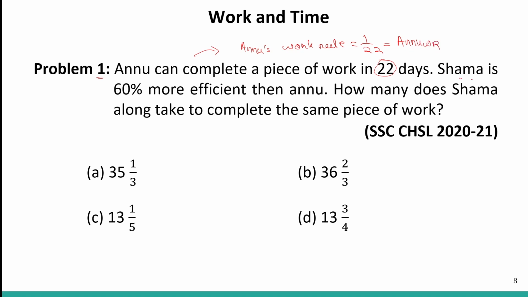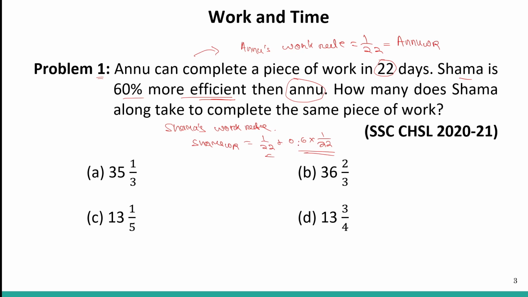Sama is 60% more efficient than Anu. So if Anu completes it in 1 by 22 days, how many days does Sama take? Sama's work rate, let it be denoted by Sama WR, is equal to 1 by 22 plus 0.6 into 1 by 22, because she is 60% more efficient. She is that much efficient and 60% more.